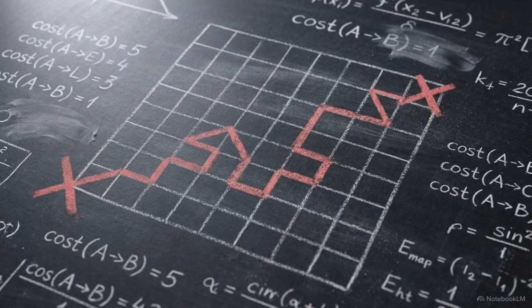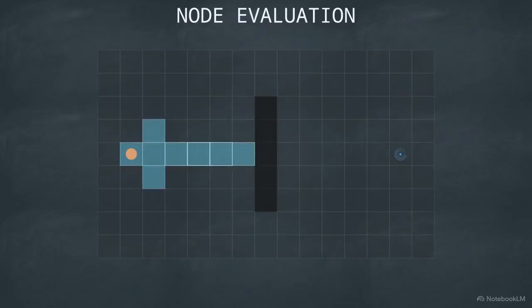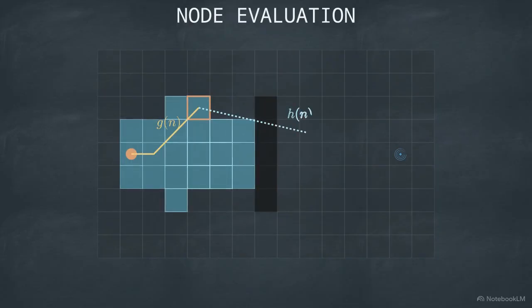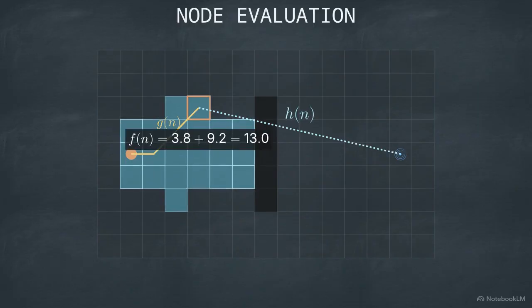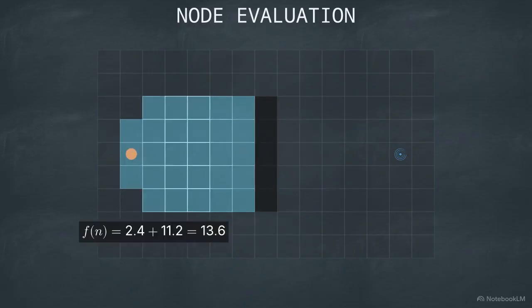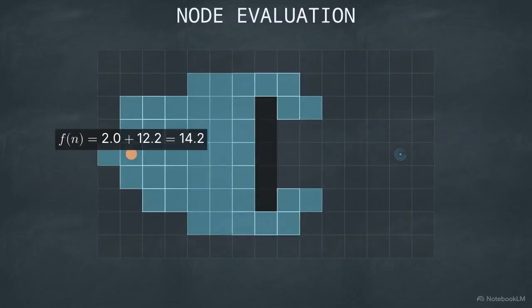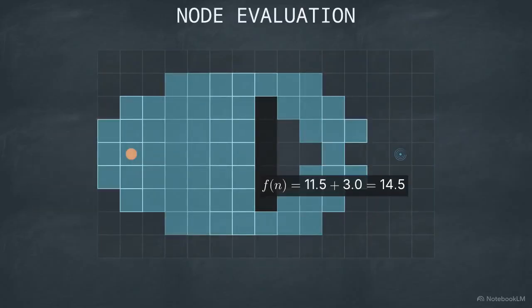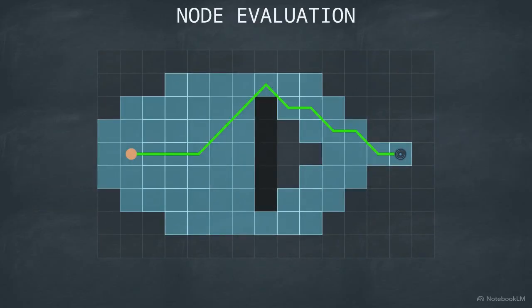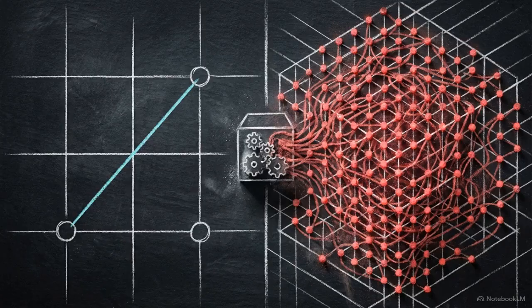A-star is a graph-based search algorithm that finds the shortest path by exploring a grid step by step until it reaches its target. This animated diagram shows an A-star search expanding across a grid. It operates on a strict heuristic equation, f of n equals g of n plus h of n. It evaluates every node by adding the exact cost from the starting point, g of n, to the estimated cost to the target, h of n. A-star guarantees the absolute shortest route mathematically.